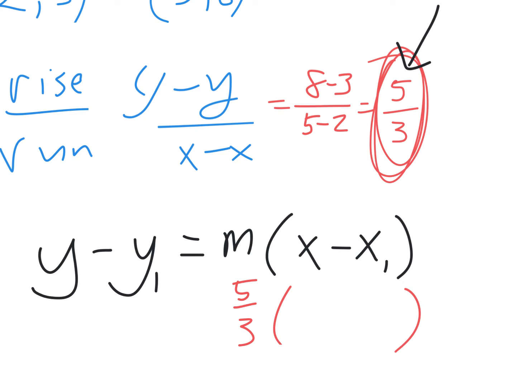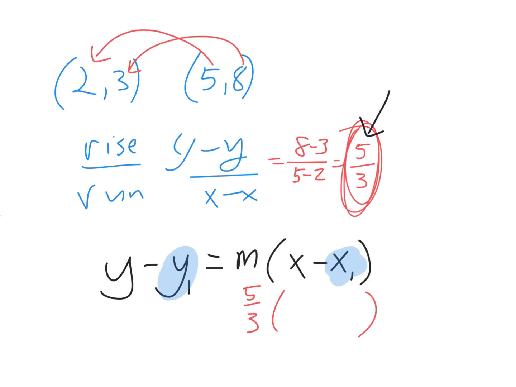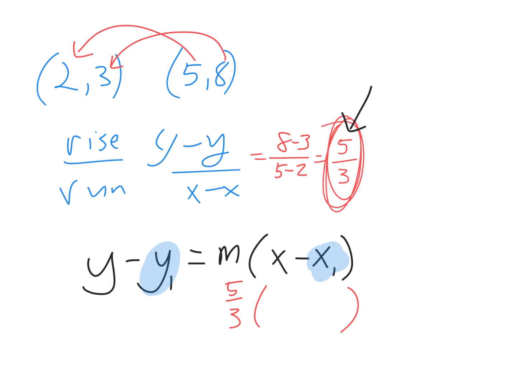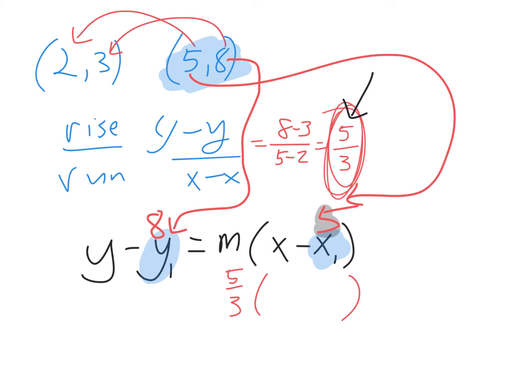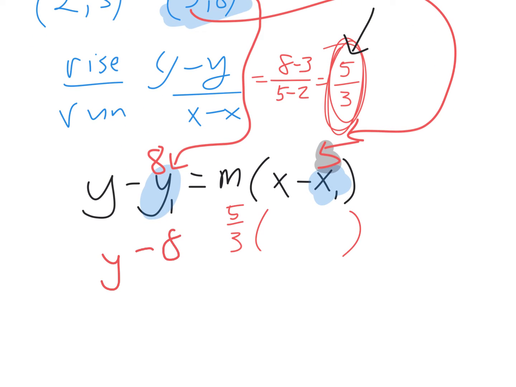And which of those get replaced with the point? These two. This and this get replaced with a point. Which point? You get to pick. Either one. EJ, pick a point. 5, 8. Okay, we're going to use 5, 8. So I'm going to stick the 5 in here. Notice I went to the other end, because the 5 is the x, and we wanted an x. And this is the y, which is 8. So my final answer is y minus 8 equals 5/3 times x minus 5.